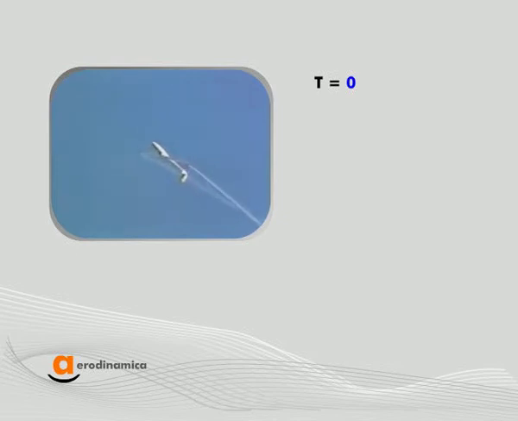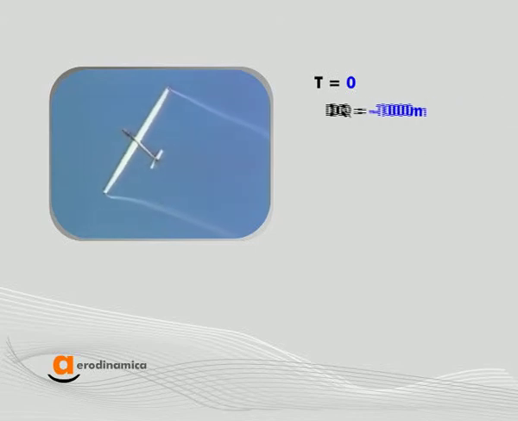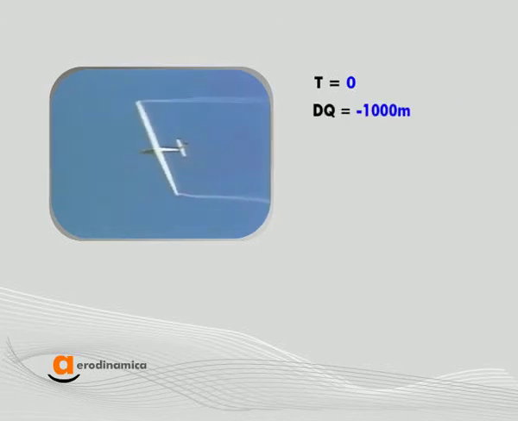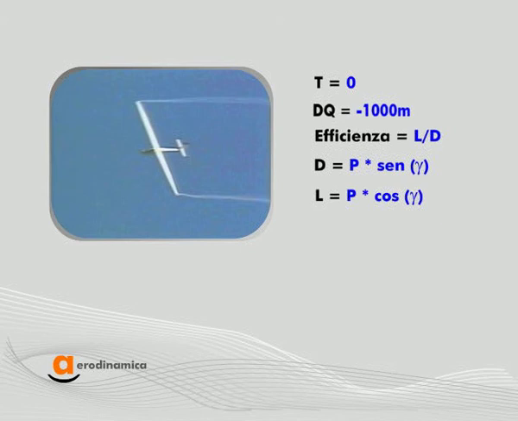Let's calculate the max distance we can perform horizontally with an altitude loss of 1,000 meters. By keeping in mind that the aerodynamic efficiency is the ratio between the lift and the drag, and that drag equal weight multiplied sine gamma, lift equal weight multiplied cosine gamma, we can write that efficiency L/D equal 1/tangent gamma, where gamma is the gliding angle.